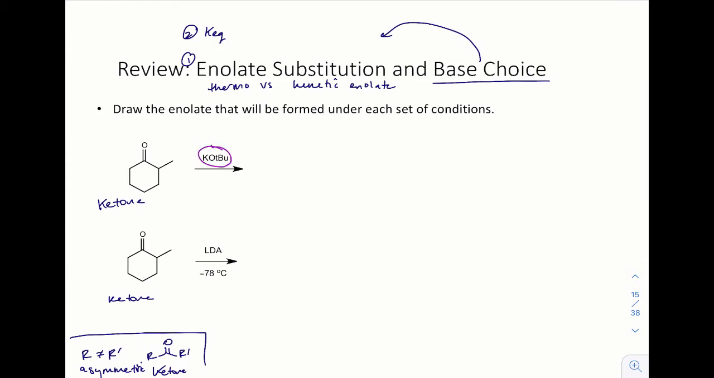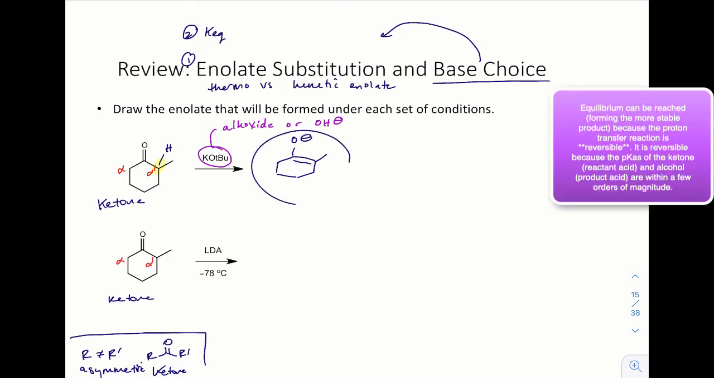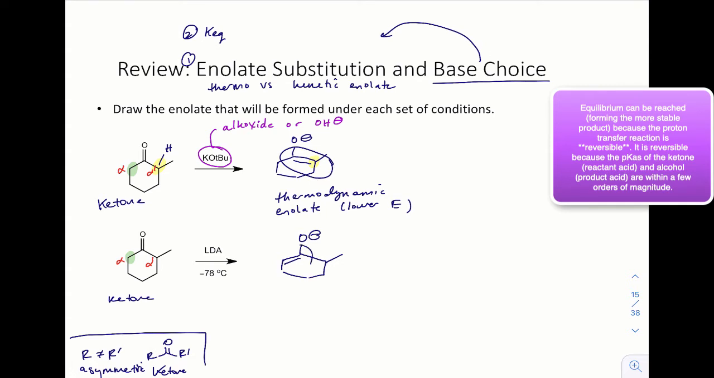Right. With an alkoxide or a hydroxide base, the more substituted of the two alpha carbons is deprotonated. Technically, probably both are deprotonated, but this one will be favored. Equilibrium will be reached because this enolate represents a tetrasubstituted double bond and is lower energy than if the other alpha carbon had been deprotonated. Okay, tetrasubstituted double bond, lower energy than trisubstituted.